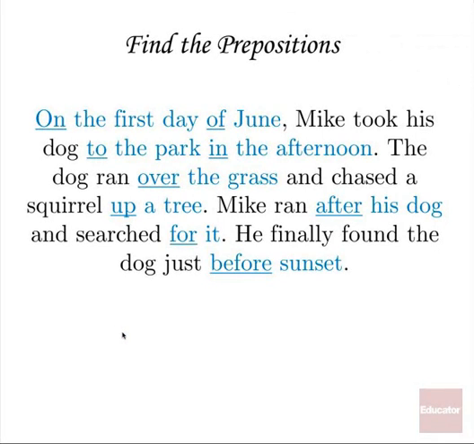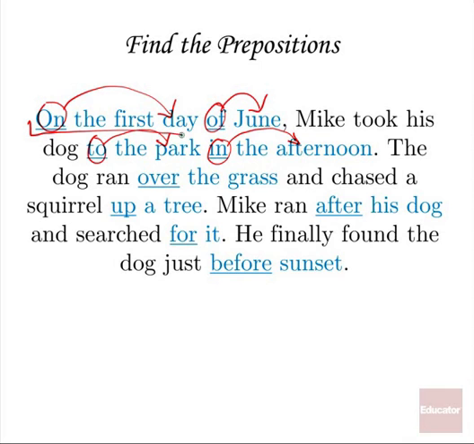And there we have it. On the first day of June, Mike took his dog to the park, to the park in the afternoon. And the prepositional phrase on the first day and of June both tell you when Mike performed his action.